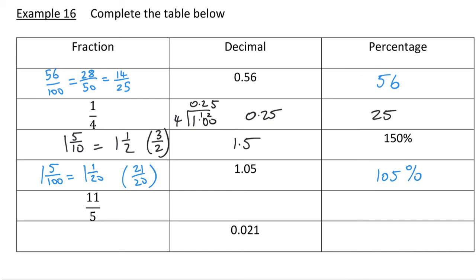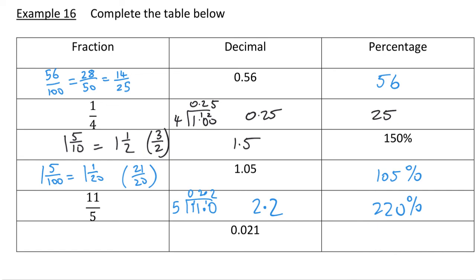11 over 5, to change that into a decimal, we divide it out, so we do 11 divided by 5. So 5 into 1 doesn't go, so 0 and carry the 1. 5 into 11 goes twice, remainder 1, so put in the decimal point and carry the 1. And 5 into 10 goes twice, so the answer there is 2.2. And then to get it into a percentage, multiply the decimal by 100, and you get 220%.